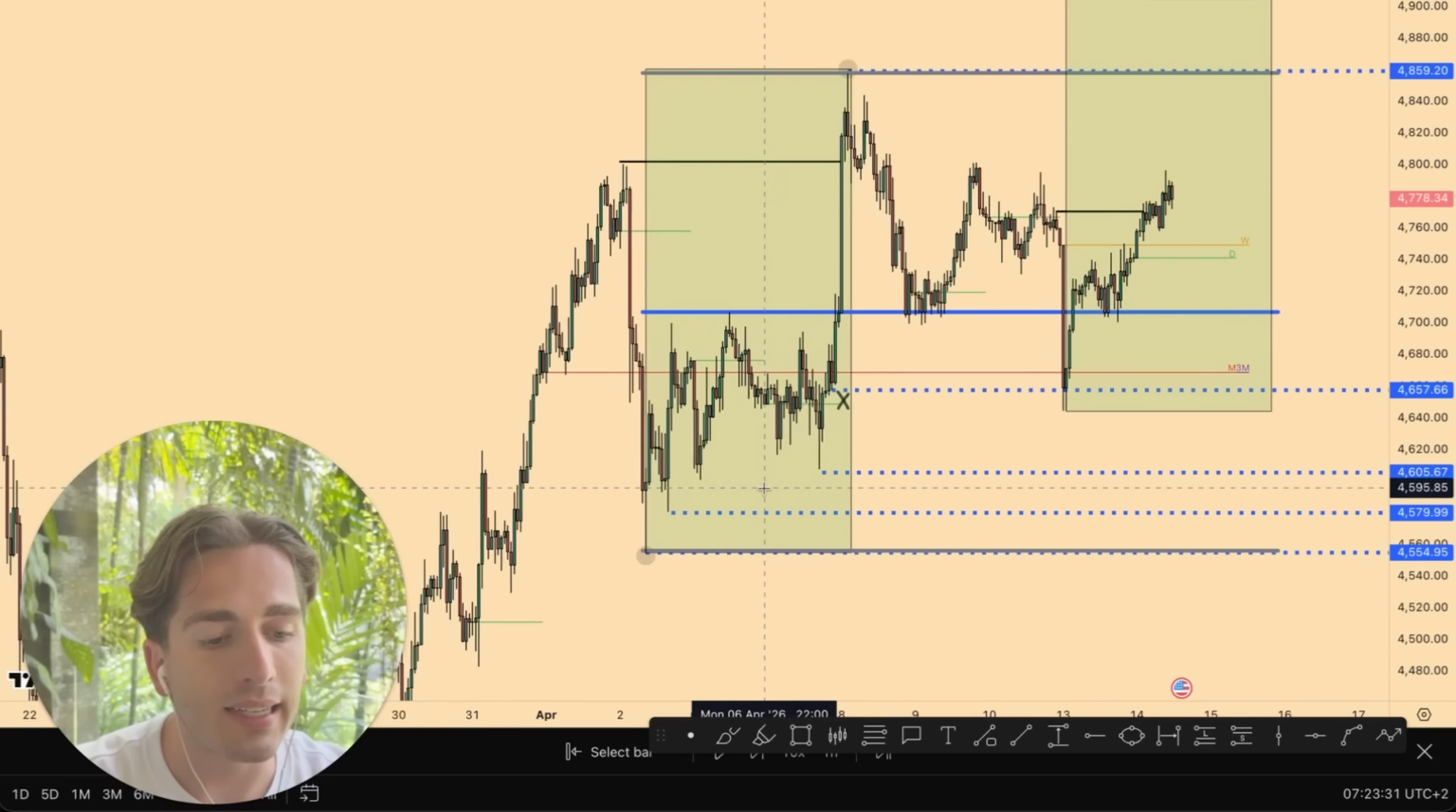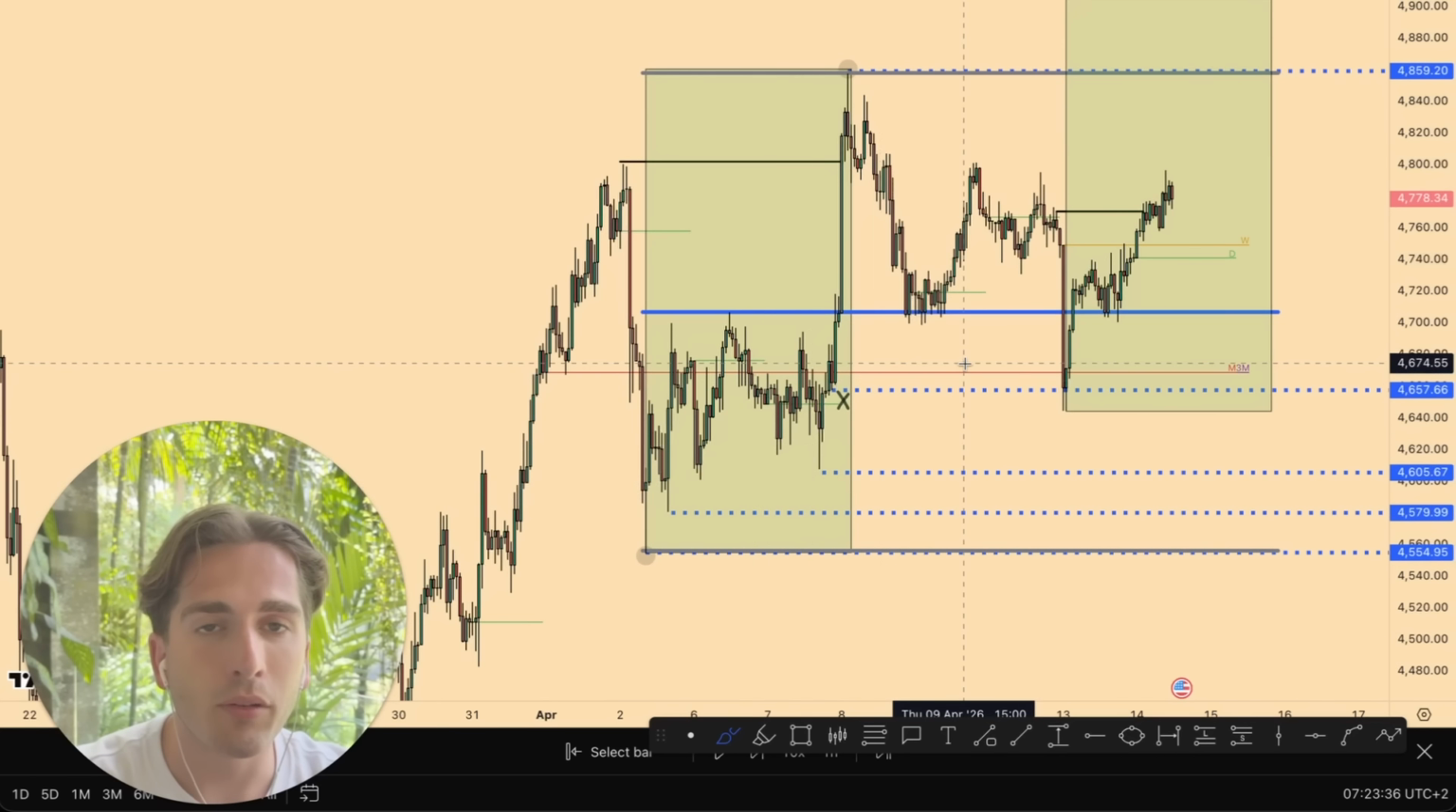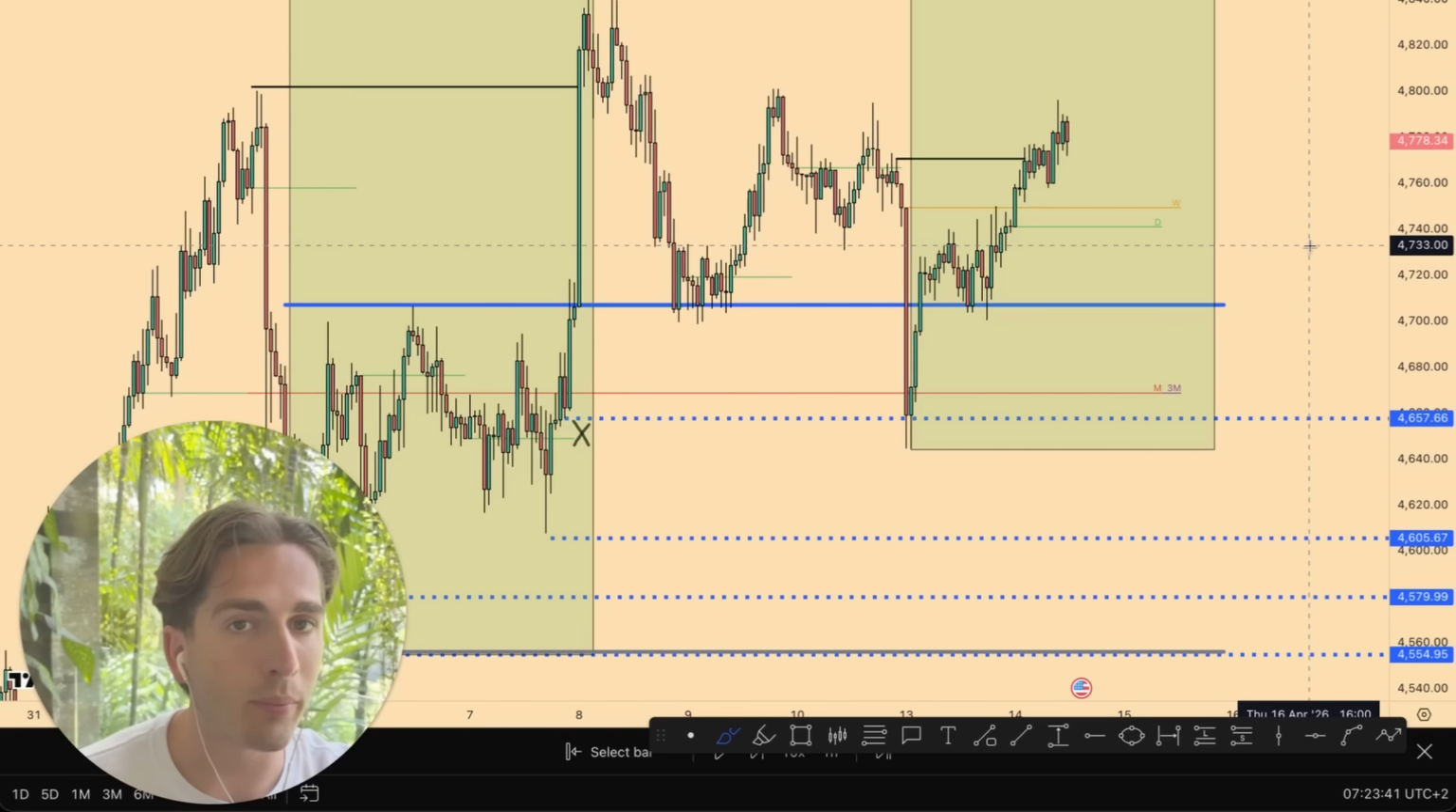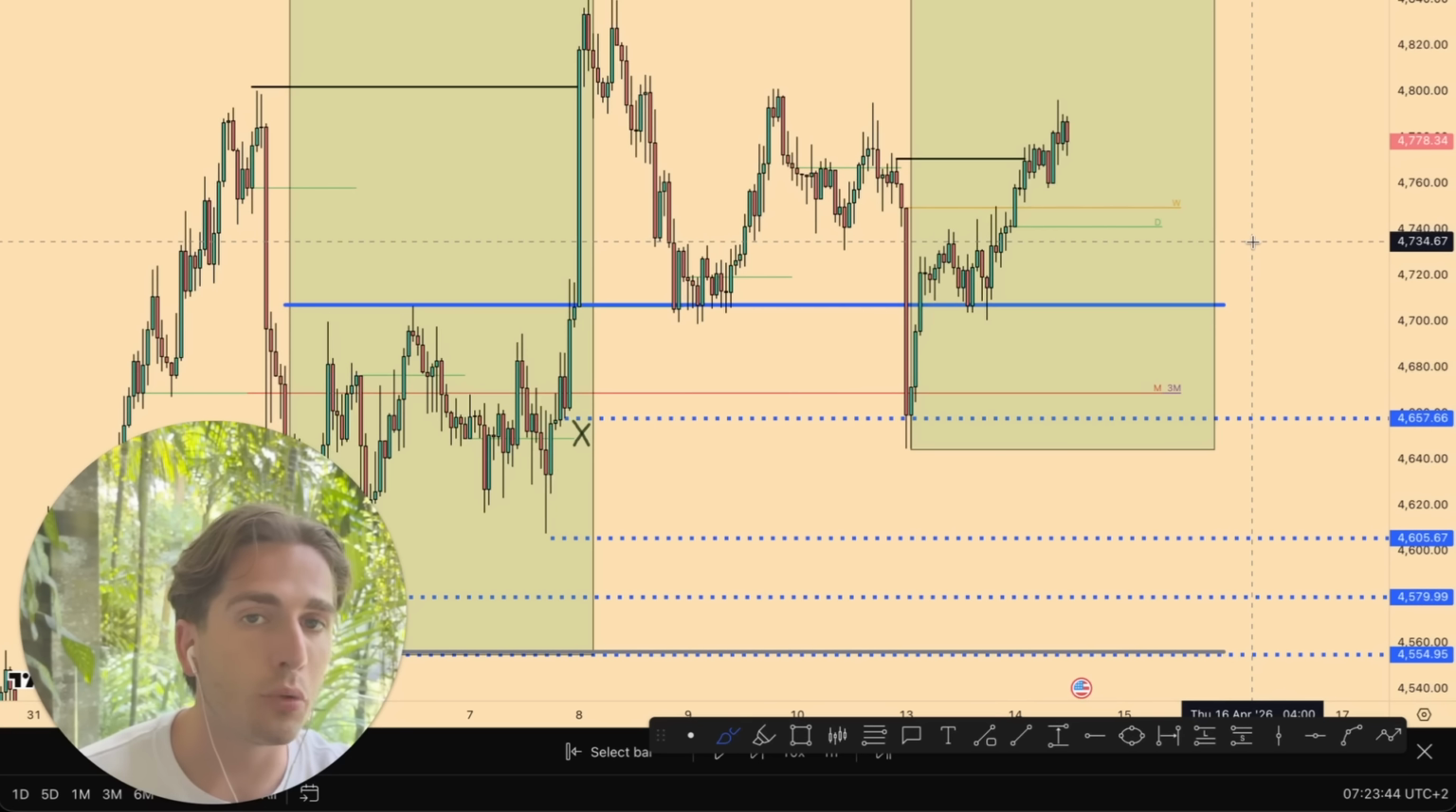Now, impulsive phases tend to be very impulsive on gold, as we can see, for example, over here. So I want to be relatively aggressive with my entries. I simply want to be looking for a liquidation and then the continuation in towards the highs.